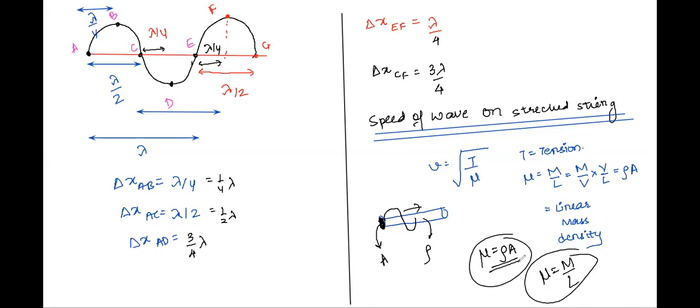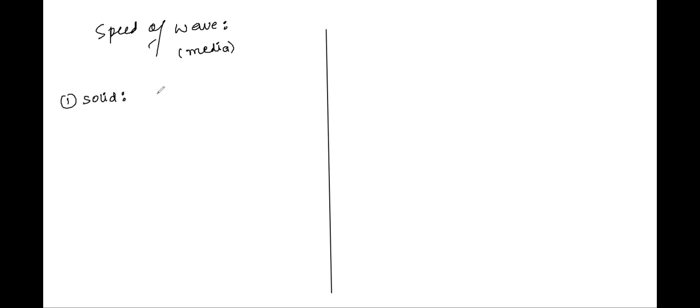Okay, what next? Then we saw speed of wave in different media. First is solid. In solid, it is V equals under root Y by rho. Y is Young's modulus and rho is the density of the medium, that is, that solid medium, right?